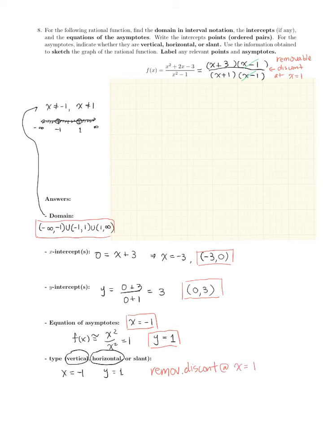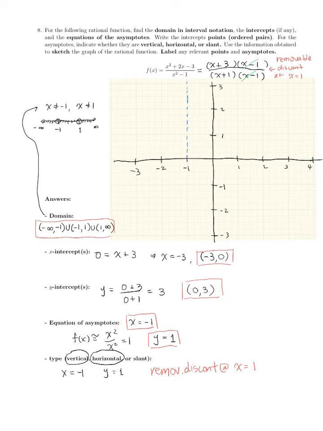Okay, so let me jot down what the graph is going to look like. Let's go 1, 2, maybe 3, and negative 1, negative 2, negative 3. I'm going to label this 1, 2, 3, and 4 on one axis, and negative 1, negative 2, negative 3. Let's first jot down the asymptotes. x equals negative 1 would be right over here, and y equals 1 will be the horizontal line. Okay, the asymptotes are done.